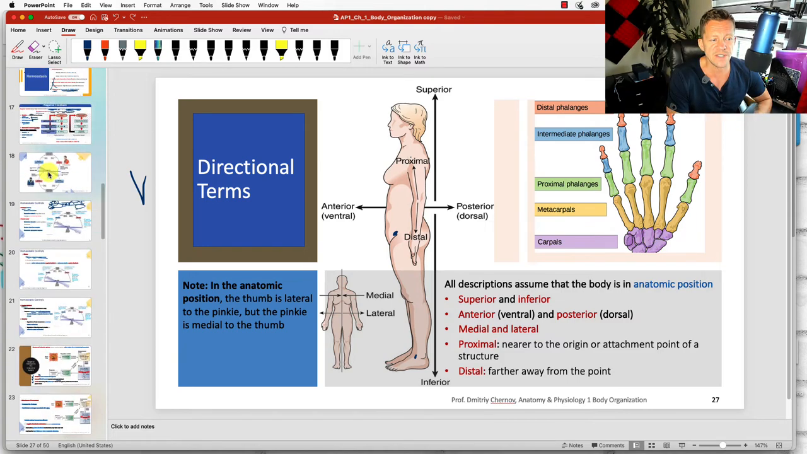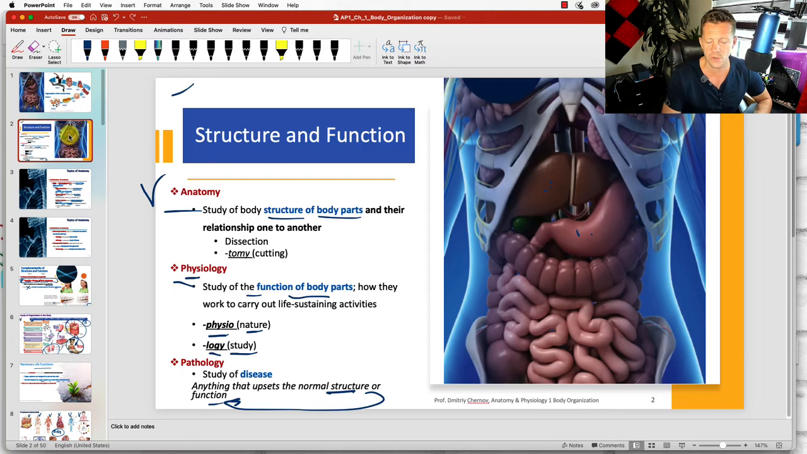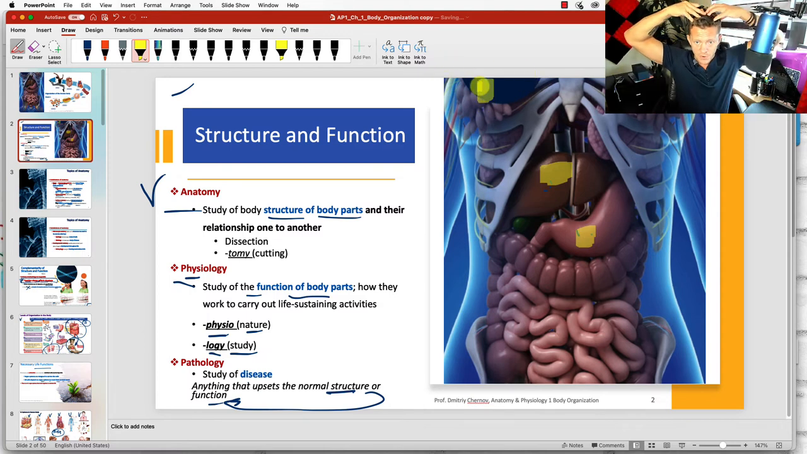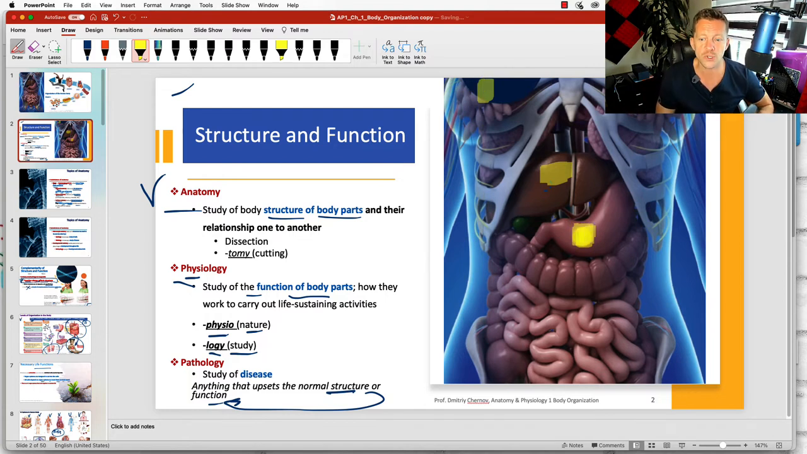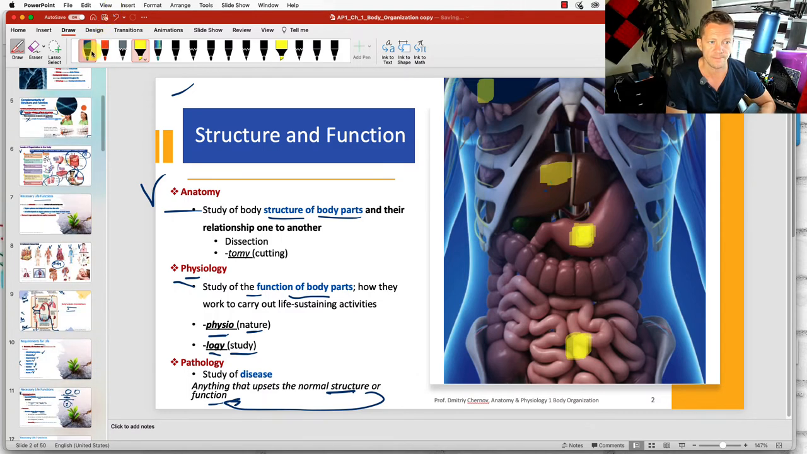So if we look at the digestive system, because there's a lot of organs and it's very easy to look at that. So let's say liver is proximal to a stomach, but stomach is distal, farther away to a liver. Why? Because this is the beginning, that's the superior region, and we're going down, that's inferior. But my stomach is more superior to small intestine, or my stomach is proximal to my small intestine, and the small intestine is distal to my stomach, or more inferior to a stomach. I'm not trying to confuse you, but that's what it is.